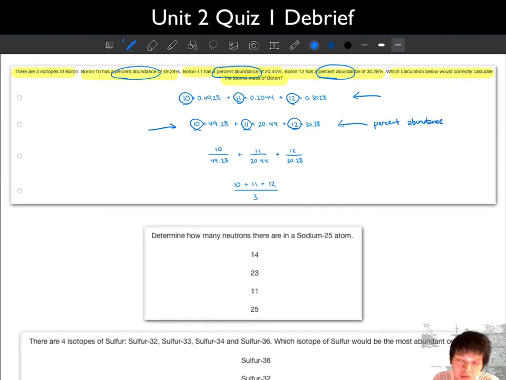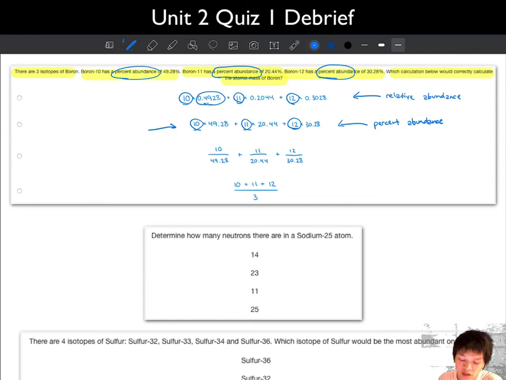We need to multiply it by the relative abundance. And relative abundance is when you take the percent abundance and then you basically divide it by 100, okay? So what does that mean? That means that right here we have, instead of 49.28%, 0.4928.